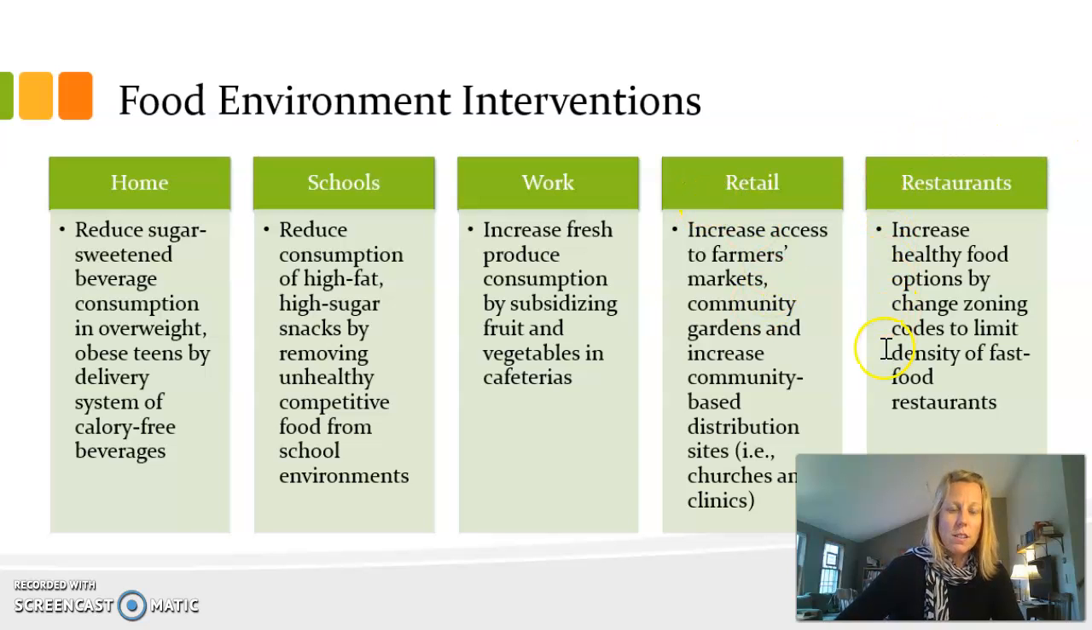And then on the restaurant example that I pulled was increasing healthy food options by changing zoning codes to limit density of fast food restaurants. This is more of an idea at this point than an actual realized intervention, but I think that with coordination, this and using food environment data to increase healthy food environments, it certainly could be something that could be actualized and seen to increase healthy food environments by decreasing unhealthy food environments.